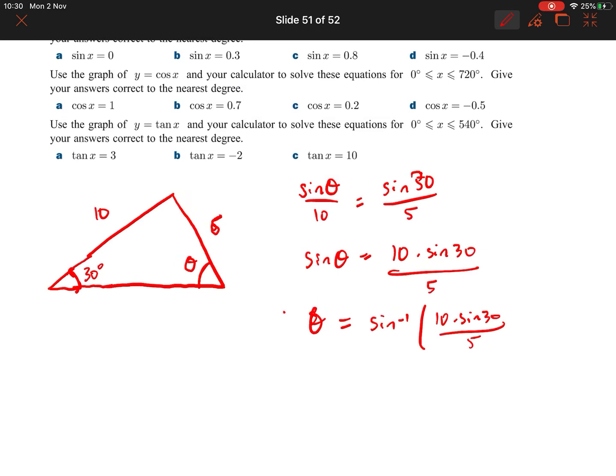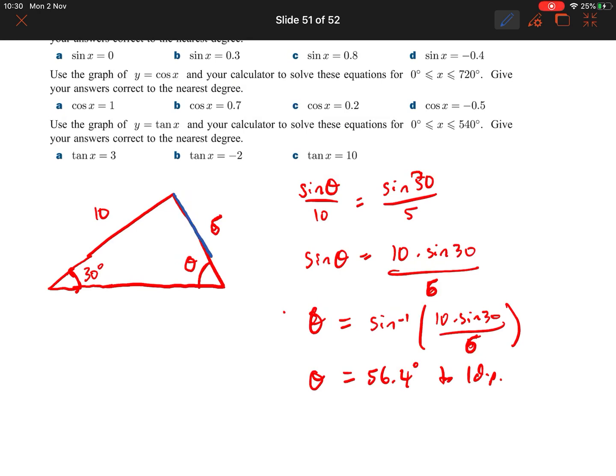10 times over here. No, it won't. Yes, it will. Yes, it will. So that's over 6. That'll work. Okay. So we end up with this answer. Shift sine of 10 times sine 30 divided by 6. Okay, and we get an angle of 56.4 degrees to 1 decimal place.